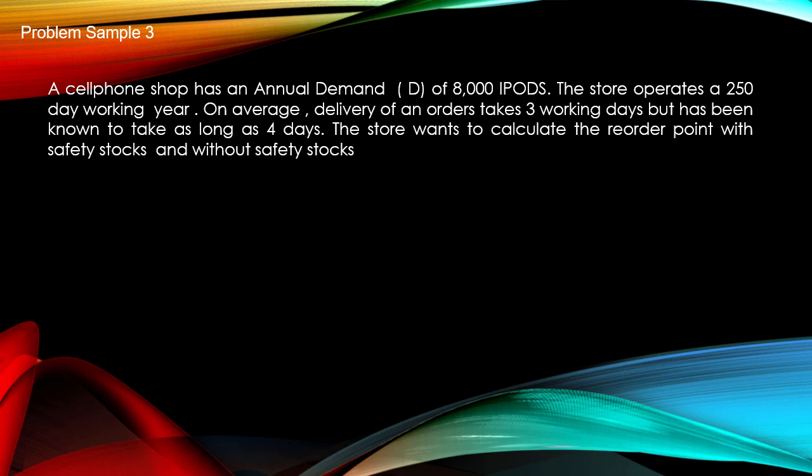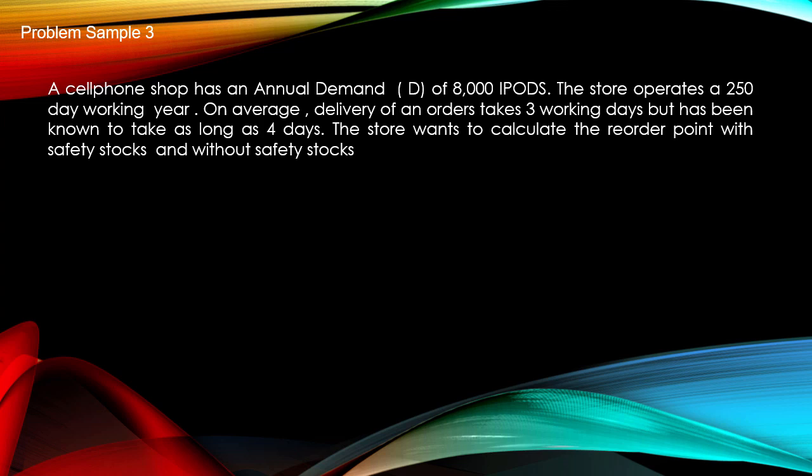Here is problem sample number 3. A cell phone shop has an annual demand of 8,000 iPads. The store operates a 250-day working year. On average, delivery of an order takes 3 working days but has been known to take as long as 4 days. The store wants to calculate the reorder point with the safety stocks and without safety stocks.